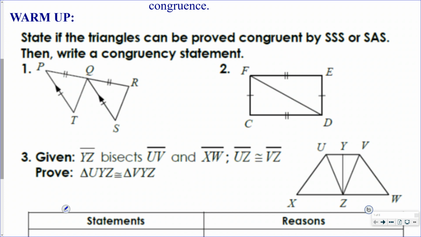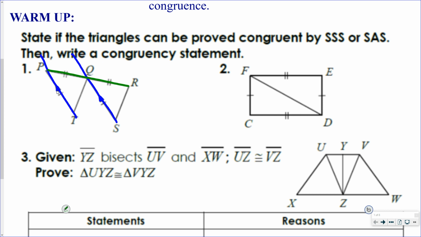Now in number 1, all they showed me were two congruent sides. So I don't have a third side to use side-side-side, and I don't have the included angle to use side-angle-side. But what they do tell me is that these two sides are parallel. So if it helps you, extend the parallel lines here, this might help you to see it. We have this transversal right here.